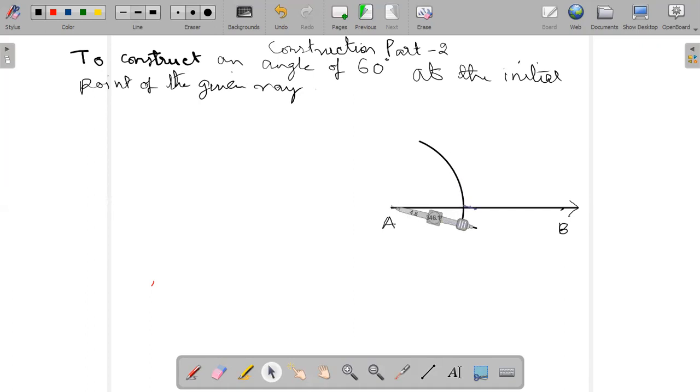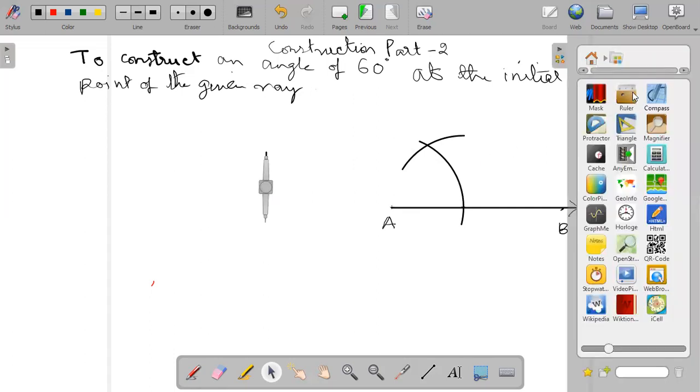This should not be changed. Whenever you keep it here and cut this arc, you will always get 60 degrees. Put it here and cut this arc, and when you join it, you will always get 60 degrees.